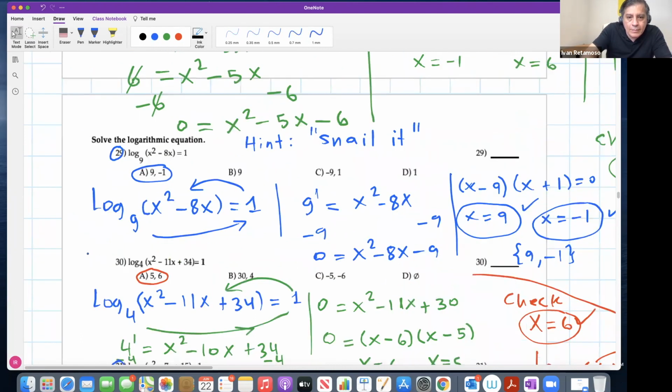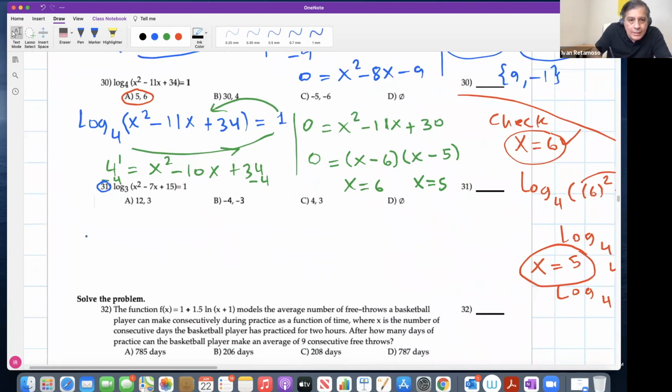Very similar. I'm going to leave this for you to have as a reference. Solve this equation: log base 3 of x squared minus 7x plus 15 equals 1. Go ahead, please.